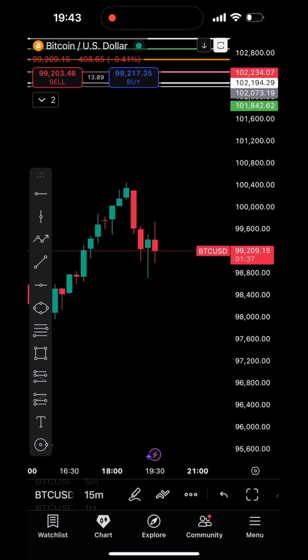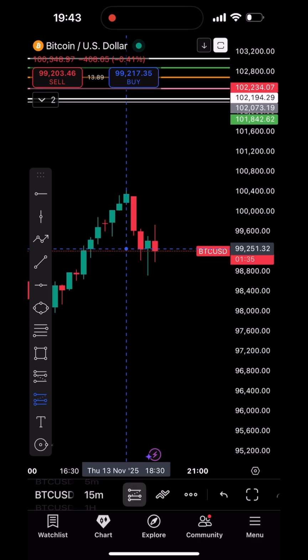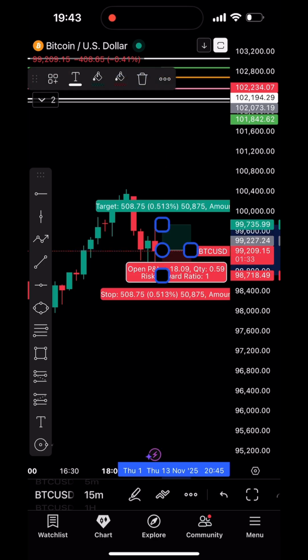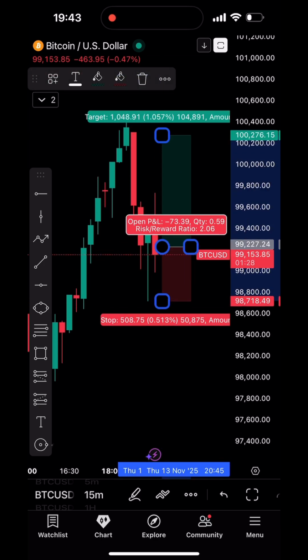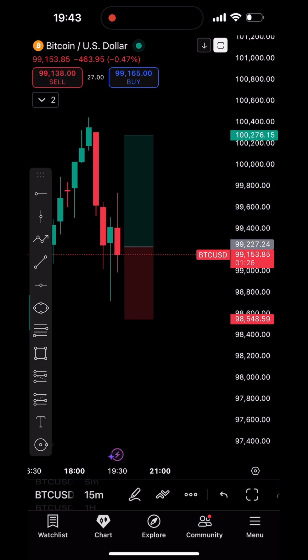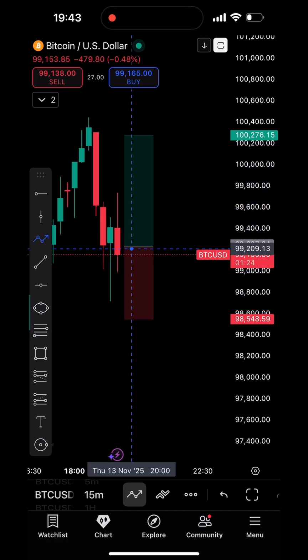So as you can see here, we're trading Bitcoin. I'm marking up the levels so that we can know exactly what parameters we need to put in. Remember, if we're going for a buy, that's a long position, which is what this is. And if you're going in for a sell, that would be called a short position.